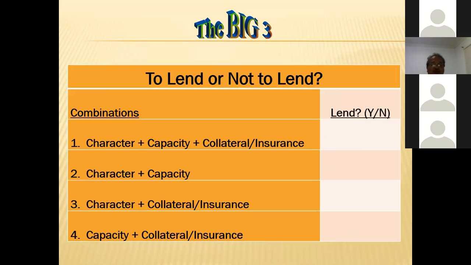Okay, so to lend or not to lend. Here are some combinations, and we have four combinations. If the person has good character, good capacity, and good collateral security, should we lend to them? Yes. If they have good character and good capacity, but they don't have collateral security, should we lend to them?